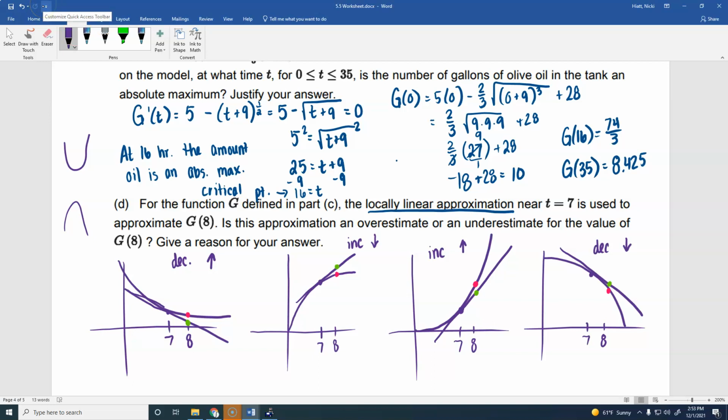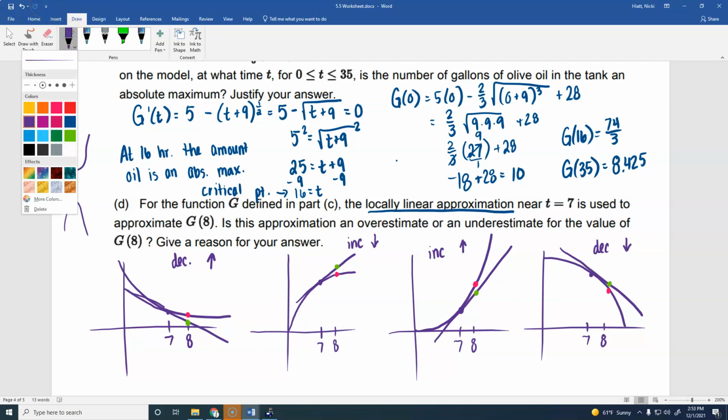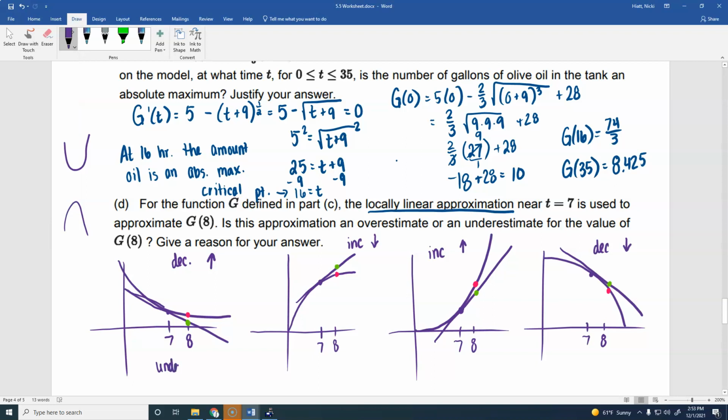So, if I have this situation, this is an underestimate, because the green dot there is my estimate. It's below where my actual value is at. If I have this situation, this is an overestimate. Here we have an underestimate. We're looking to see where the green dot is, above or below. And this is an overestimate.